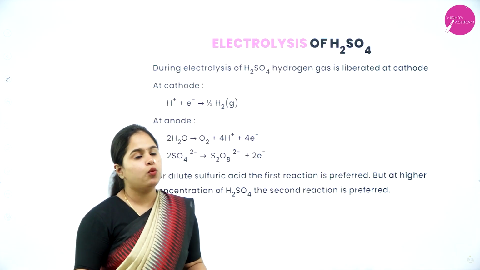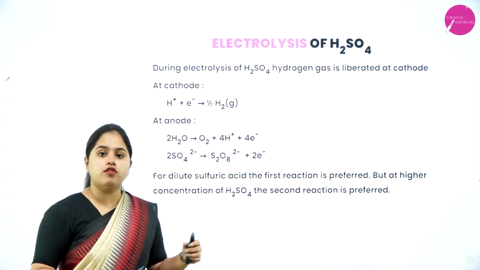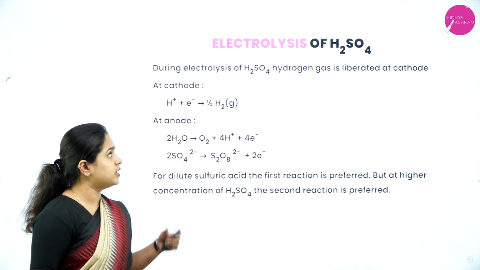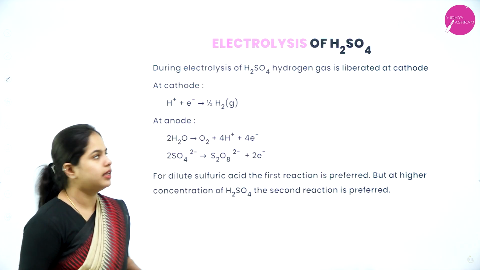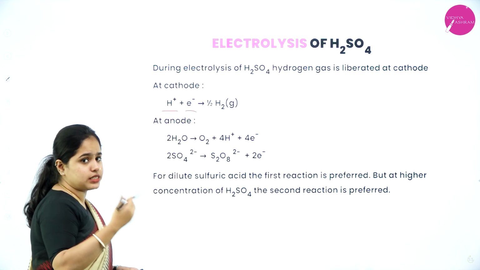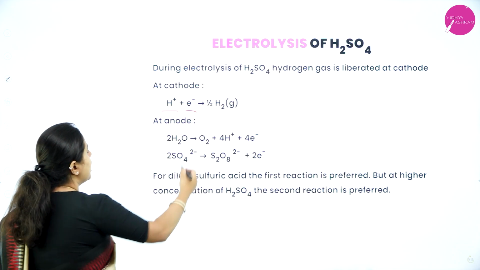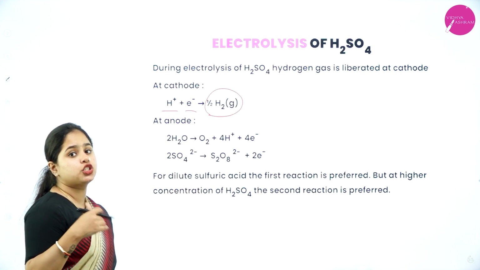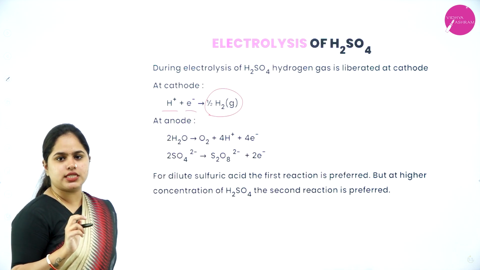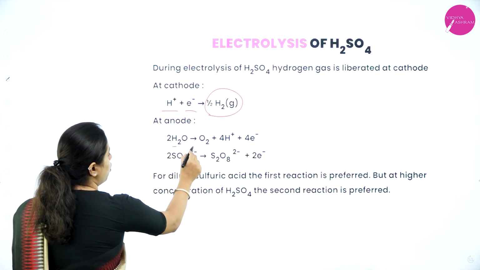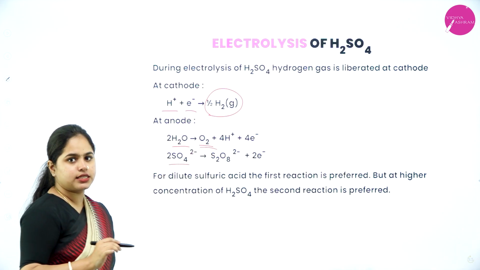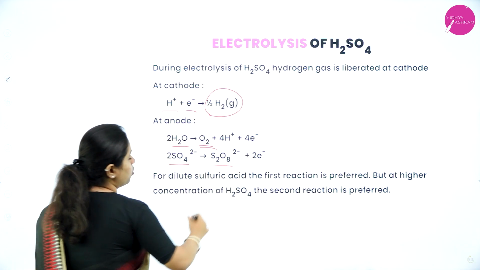Right? Okay. Now moving on to the next one, that is electrolysis of sulfuric acid, H2SO4. During electrolysis of sulfuric acid, hydrogen gas is liberated at the cathode. Hydrogen, H plus ions, accepts electron. Accepting electrons, reduction is taking place, and hydrogen gas, H2, is liberated. And at anode, two reactions can be possible. That is water getting oxidized to oxygen, right, and SO4 2 minus ions getting oxidized to S2O8 2 minus.